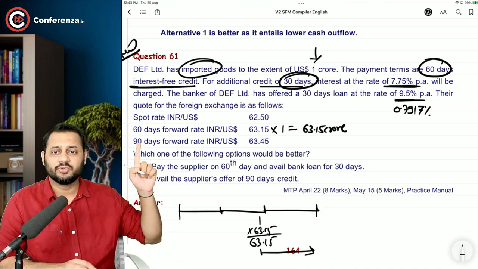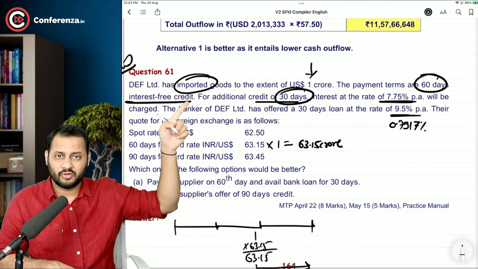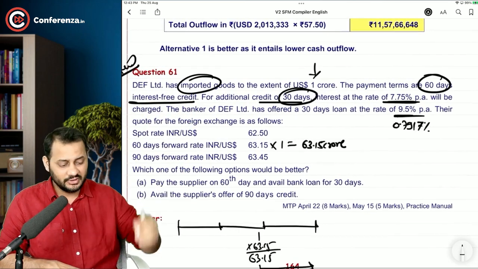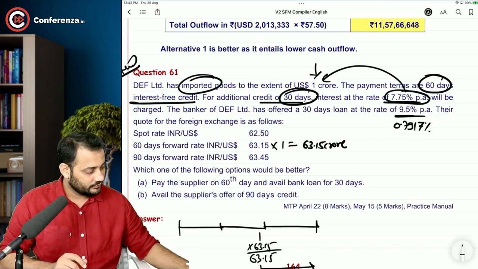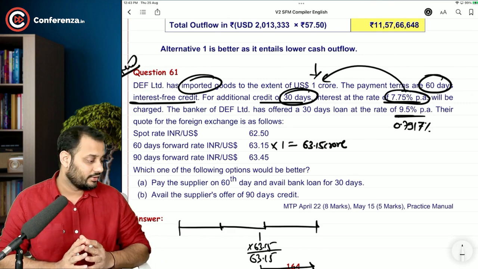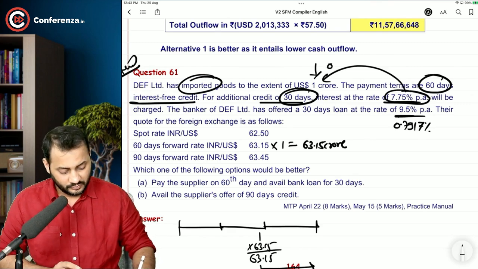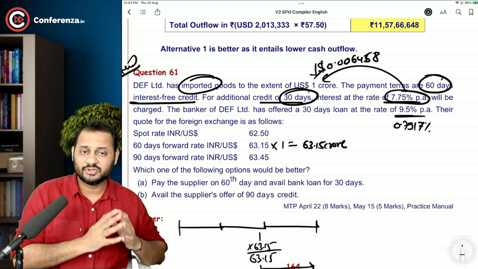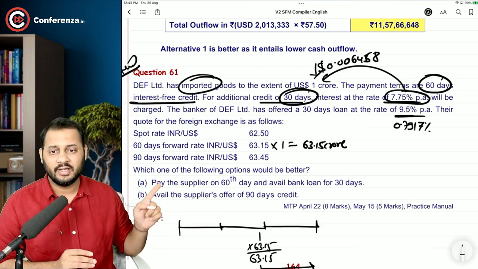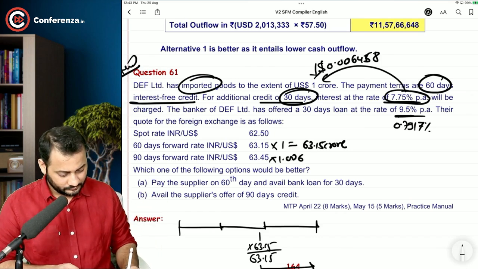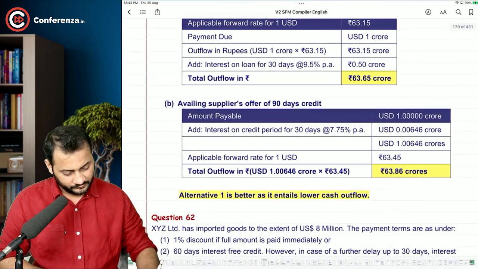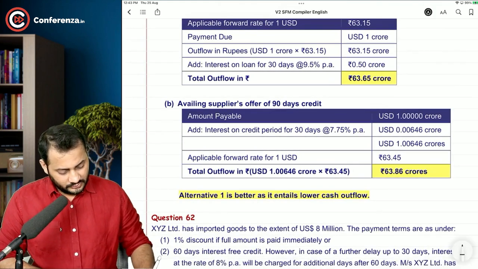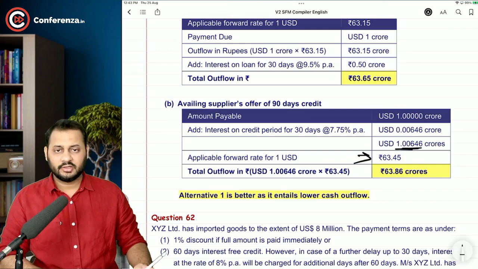The second option is to get the credit itself for 30 days from the supplier, but he will charge 7.75% on this amount. So 1 into 7.75% divided by 12, that comes to 0.006458. 0.006458 crore in terms of dollar. So 1.006458 crore is what you are going to pay at this rate. 90 days rate. Same question. See, 1.00646 at the 90 days.